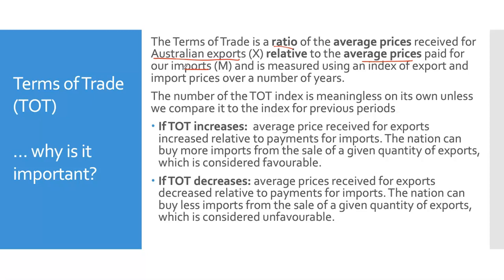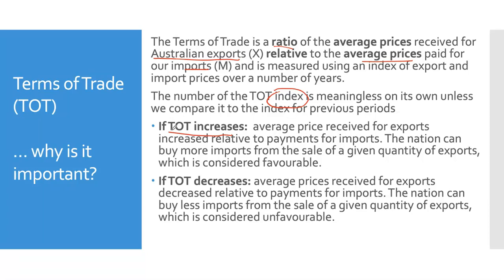Now, the comparison of this is quite meaningless until we start to put an index there. And this is what the terms of trade does. It allows us to compare these relative price levels to previous periods. So if I say that the terms of trade has increased, this means that the average price received for exports has increased more relative to the payments for imports.